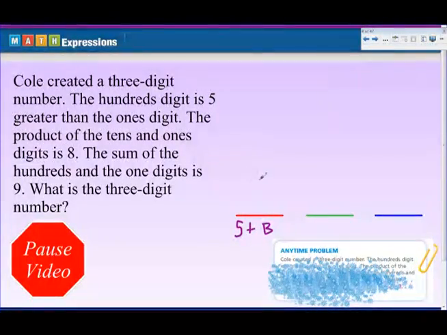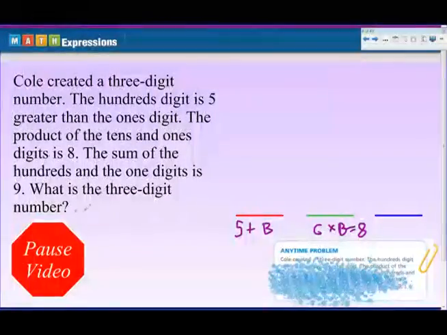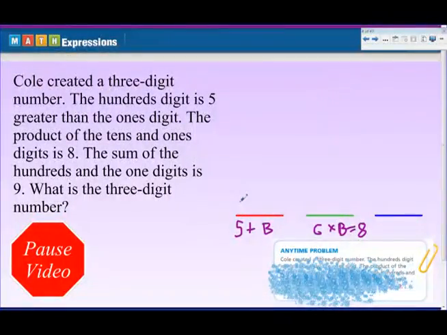The product of the tens and ones digit is 8. So green times blue equals 8. The sum of the hundreds and the ones digit is 9. So we know that this plus this equals 9, and a better way to write that would be red plus blue equals 9. So we've got to figure out the best way to do this.